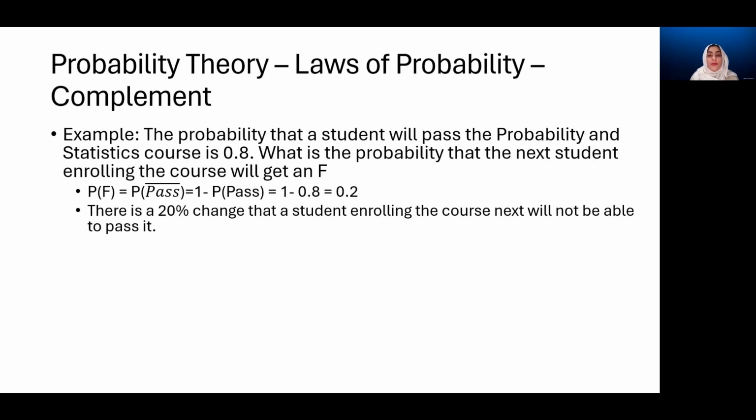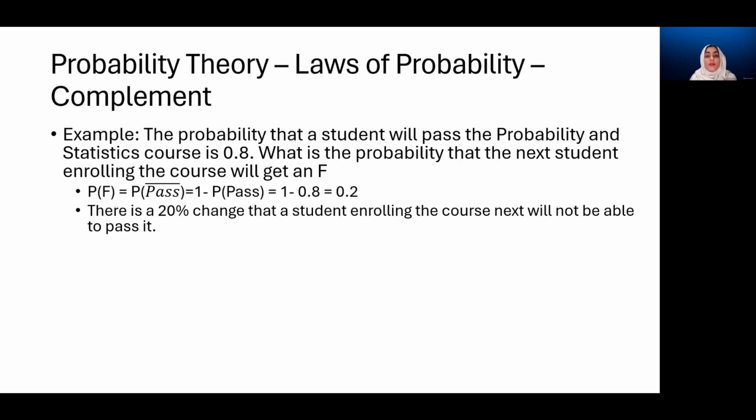Let's see this with an example. The probability that a student will pass the statistics course is 0.8. What is the probability that the next student enrolling in the course will get an F? So the probability of F is the same as saying the probability of pass complement, that the student will not pass the course.